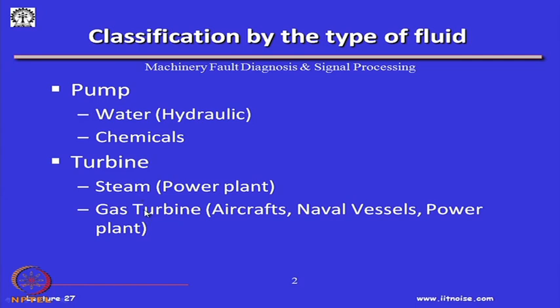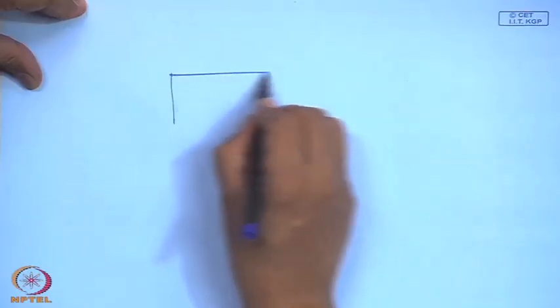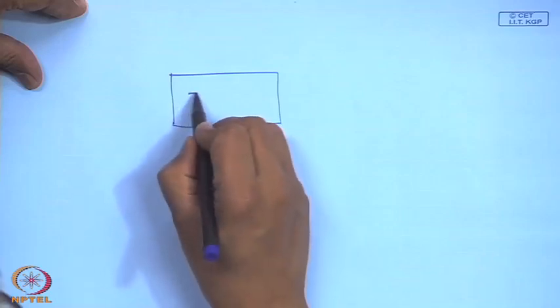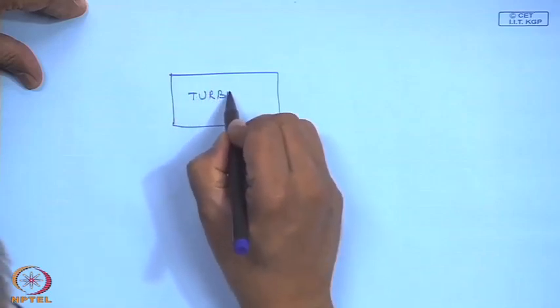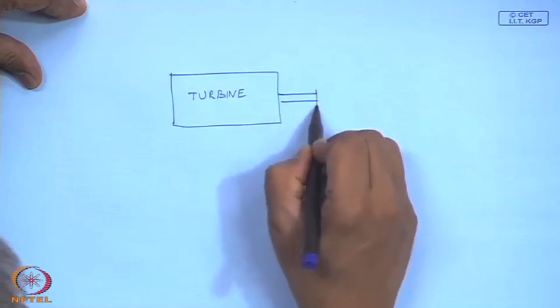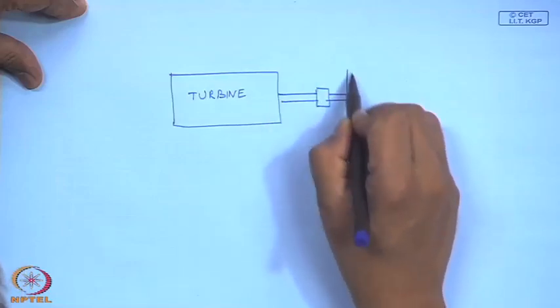And then, of course, the gas turbines in aircraft, gas turbines used to power naval vessels, and even small gas turbines of 20 megawatt capacity used in captive power plants in many industries for generating electrical power. So, wherever turbines are used to generate power, what happens? The turbines rotate and they are coupled to an electric generator.